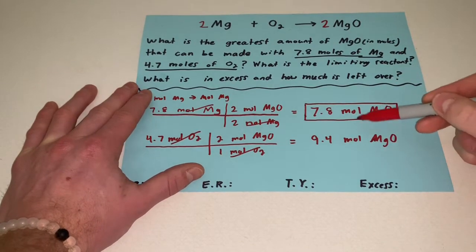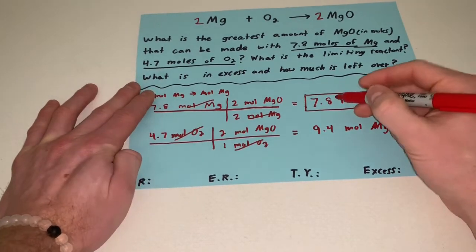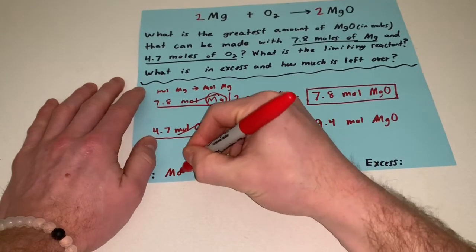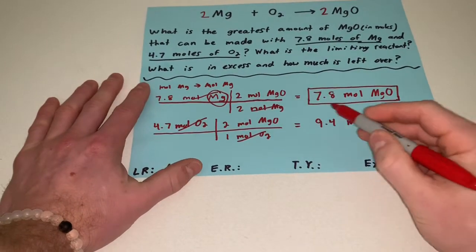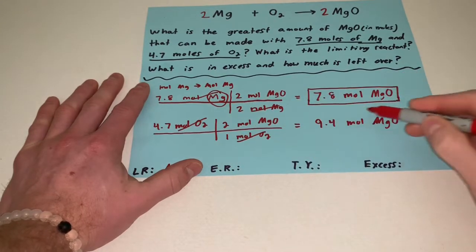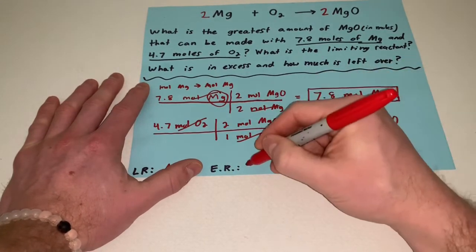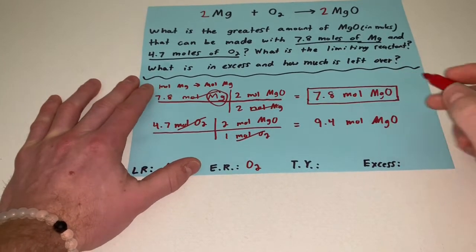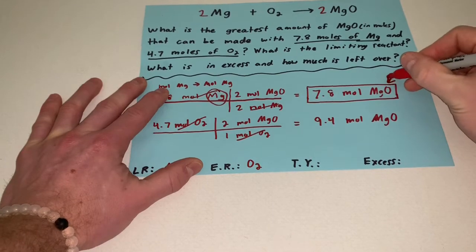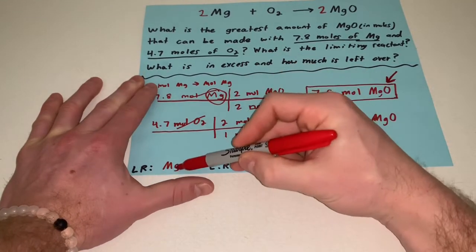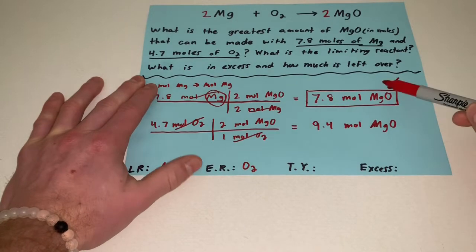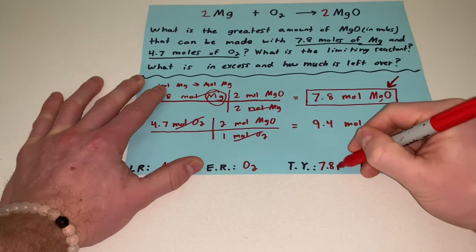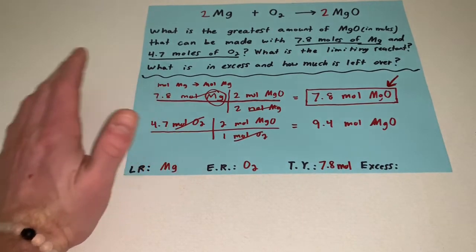In this case, 7.8 is smaller than 9.4. So my limiting reactant then is magnesium. That means that my excess reactant, the reactant that's going to be left over, because we can only produce 7.8 moles, is going to be oxygen. And then my theoretical yield is the amount that you produce from the limiting reactant. We determined that our limiting reactant was magnesium. Our limiting reactant produced 7.8 moles of magnesium oxide, so my theoretical yield is 7.8 moles.